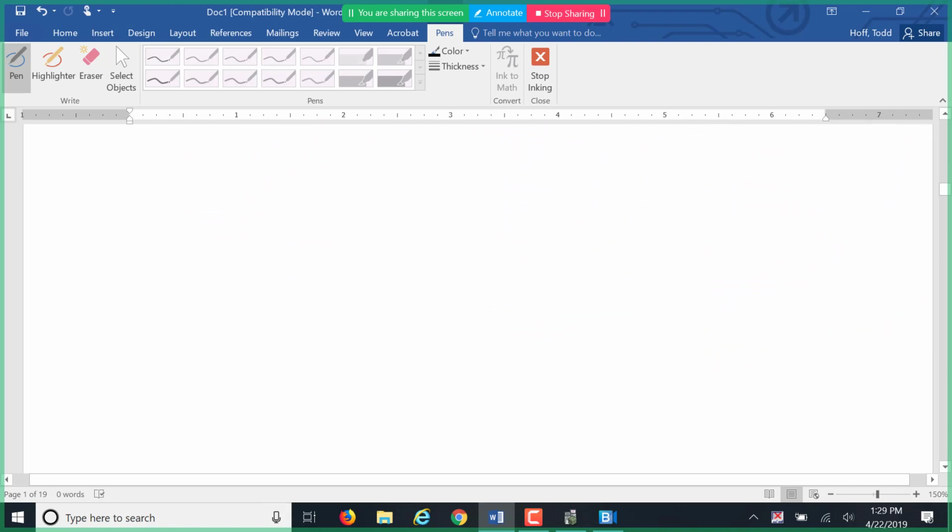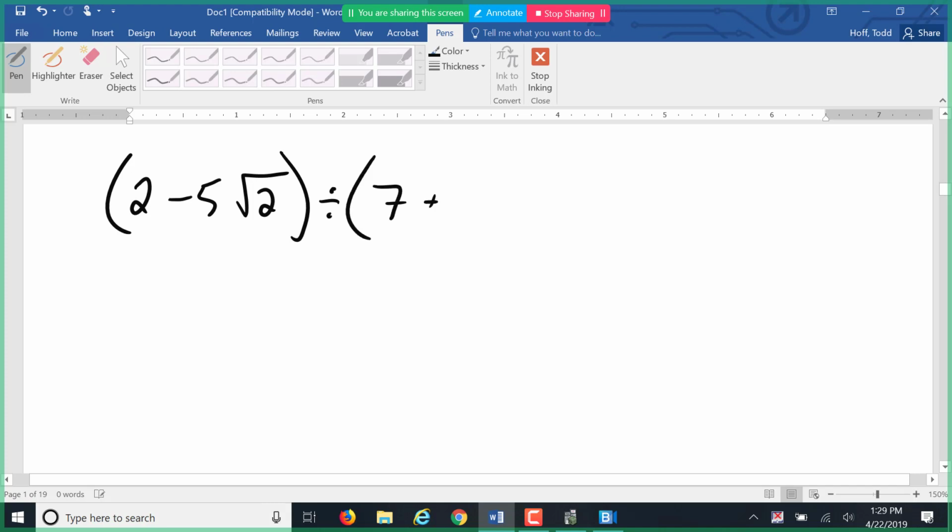It's time for you guys to try one. Divide that one out. 2 minus 5 square roots of 2 divided by 7 plus 3 square roots of 2.